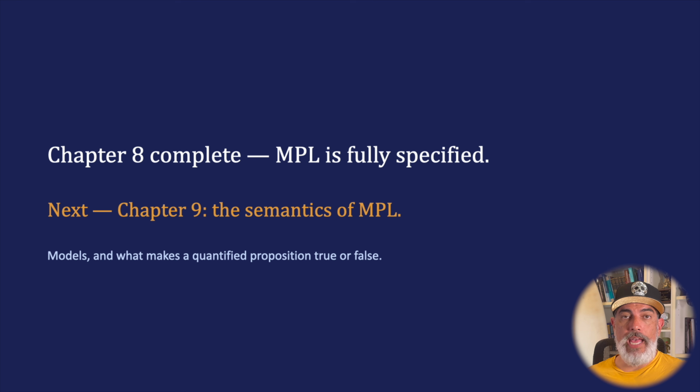We're all done. Now we have MPL fully specified: a precise symbol set, a recursive definition of well-formed formulas, main operators, scope, and the free, bound, open, closed distinctions. This makes the language rigorous.